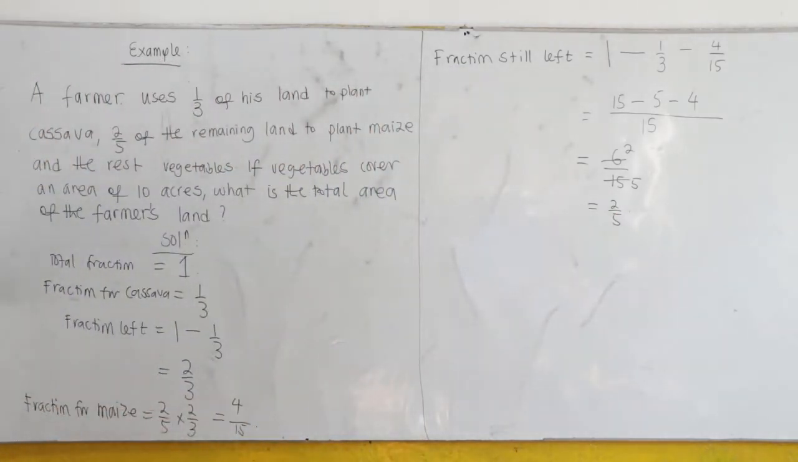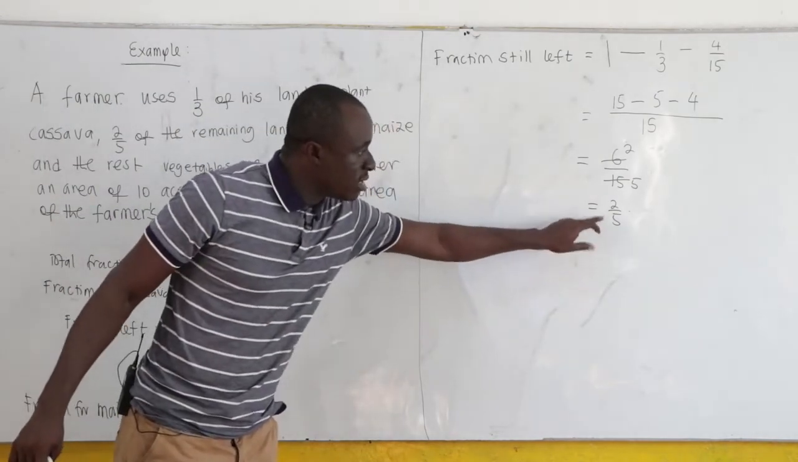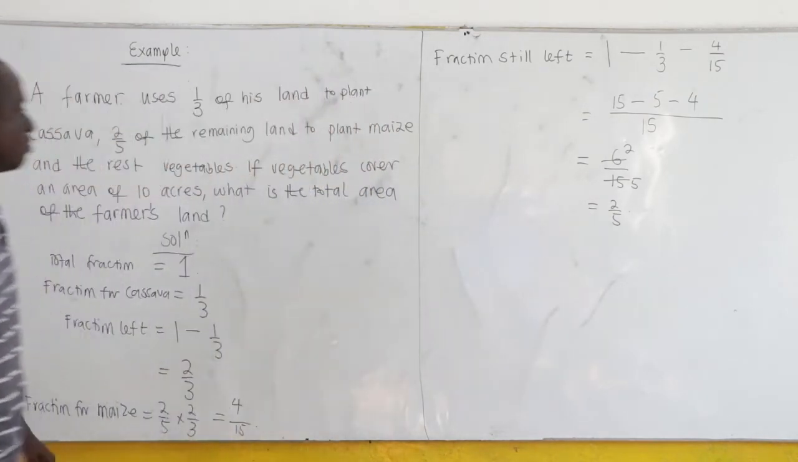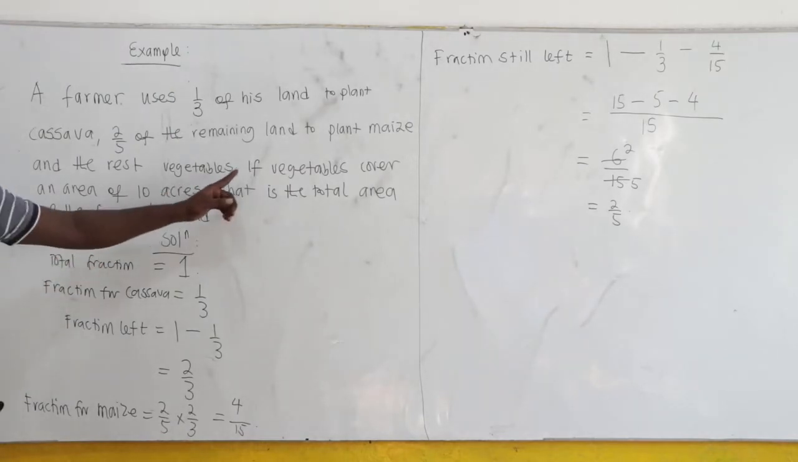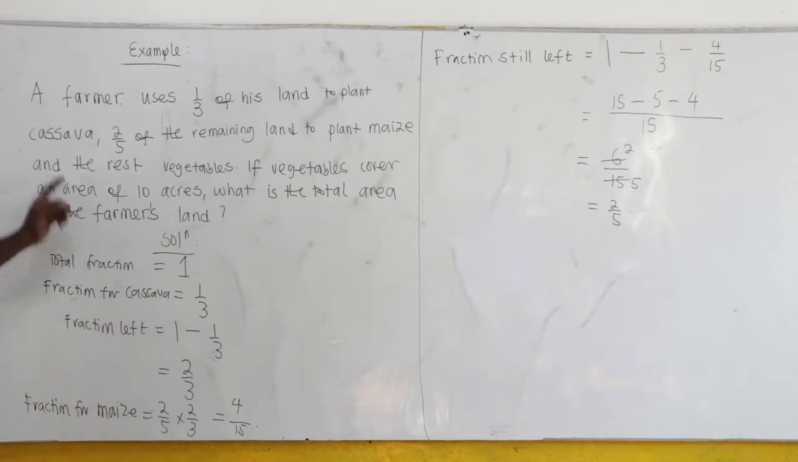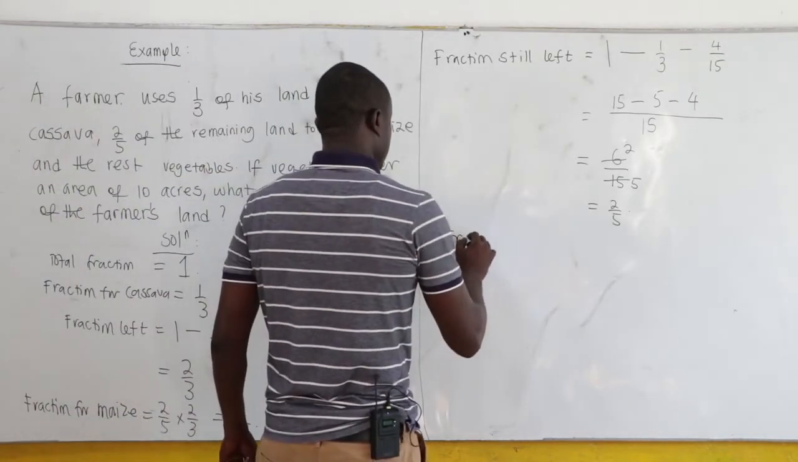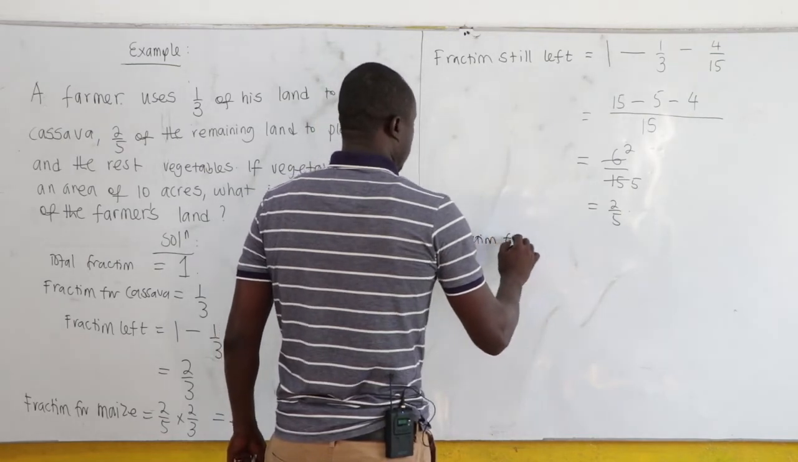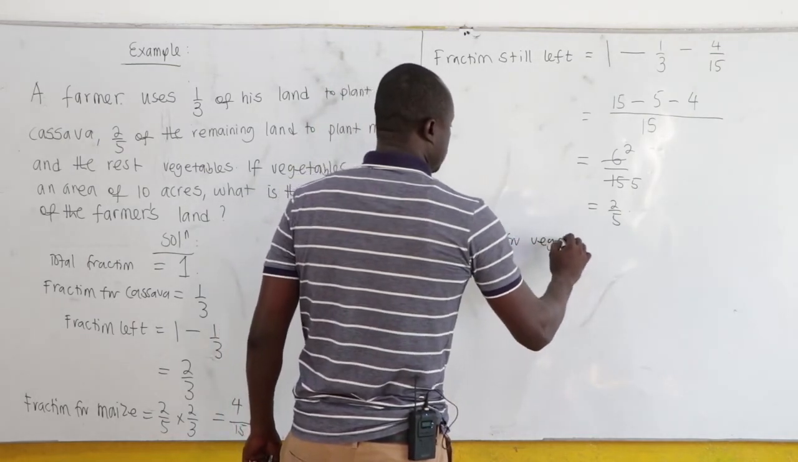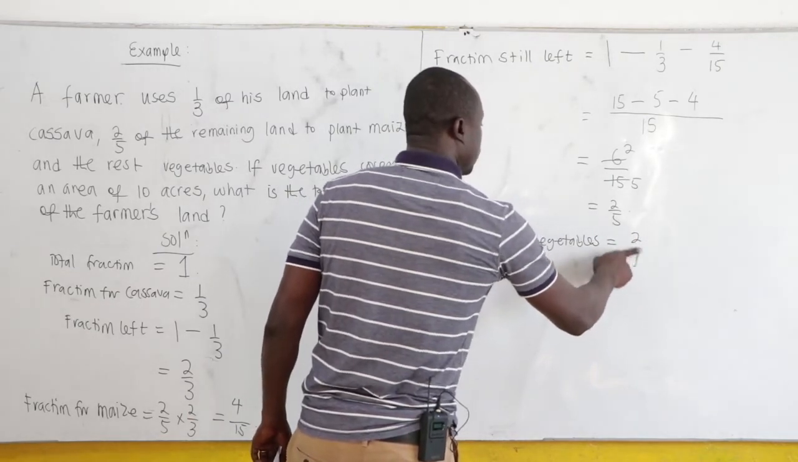Now, we are being told that the rest, so this is the fraction for vegetables. It says 2/5 of the remaining land to plant maize, and the rest vegetables. So the fraction for planting vegetables is equal to 2/5.